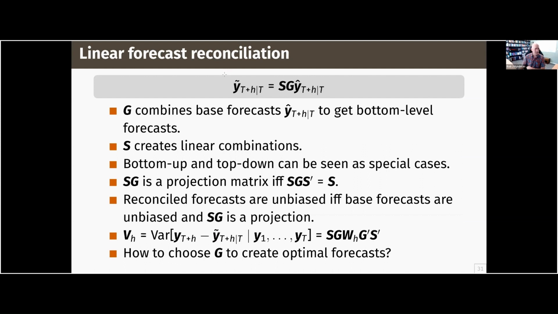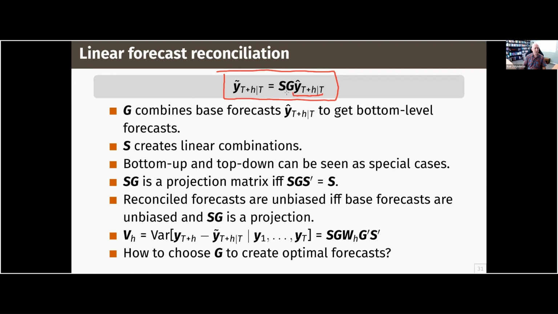Okay, let's go back to this equation. Y tilde is equal to the summing matrix S times some matrix G, which is something we can choose, and then Y hat is the original series. What's going on here is that we forecast the original series like this, and we could forecast all of them, or we could just forecast the bottom level or the top level. So for now, we're going to forecast all of them.